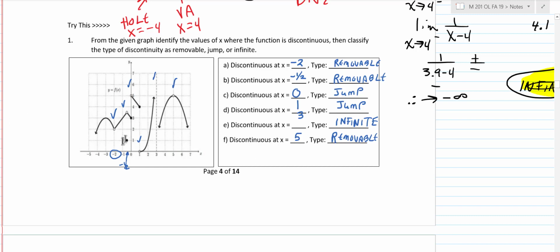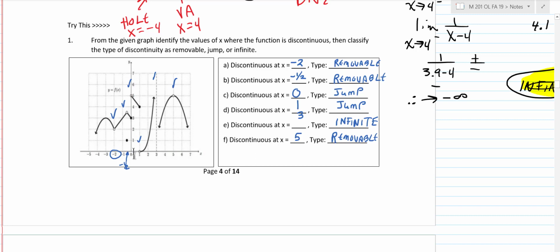So the -2 is removable. Again, the limit exists, but it's not equal to the value of the function. And the function doesn't even exist. At -1/2, I estimated, it looks like the limit exists, but the value of that limit seems to be 3.5. The function value is 1. Okay, and it's easy to identify these things visually, but think about the technical definition. The higher you get in math, the more technical it gets, and the more you gotta make sure you understand definitions well. Okay, all right.